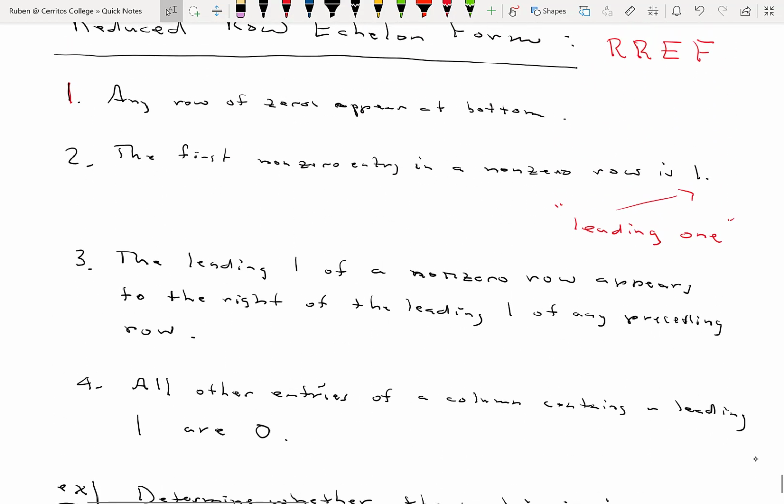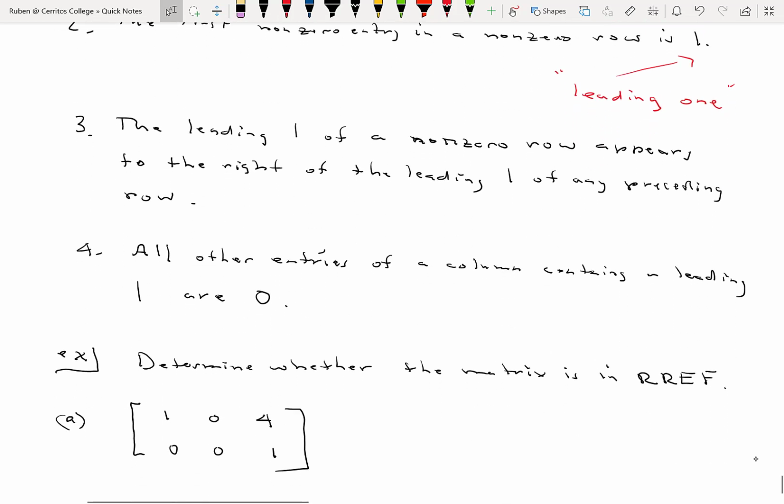So the first thing is any row of zeros appears at the bottom. That's true. Well, how can it be true? Well, there are no zero rows to violate it. If you can't violate something, it's automatically true. So, are all zero rows at the bottom? Yeah.